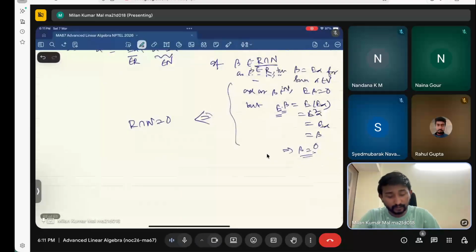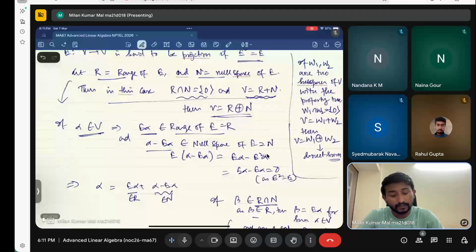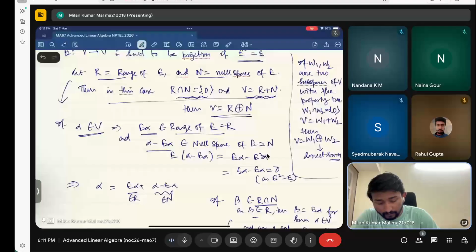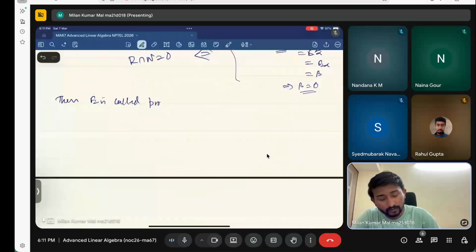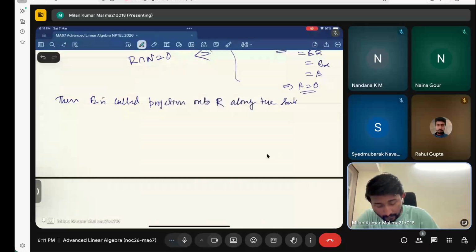Conversely, if you have two subspaces R and N of a vector space V with the property that V is the direct sum of R and N, that is R intersection N is 0 and V is equal to R plus N, then you will be able to find a projection operator E whose range is R and null space is N. That means then E is called the projection onto R along the subspace N.